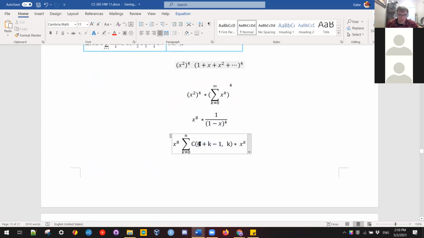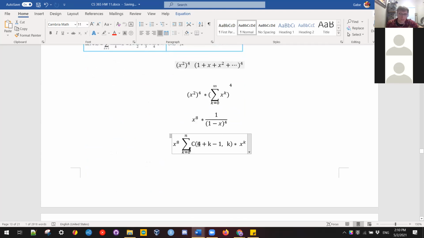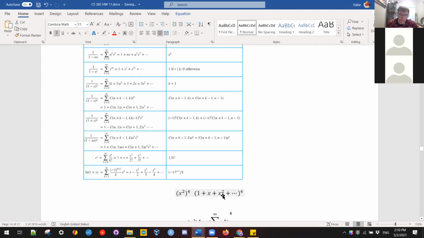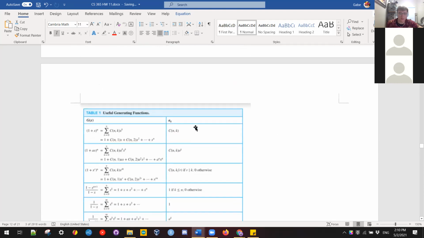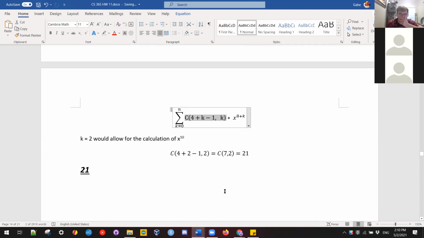This is crazy weird, crazy complicated, but if you keep to the table, it won't be too scary. And so the thing that you're looking for now is you multiply that x to the 8 in, and you get x to the 8 plus k. And the goal here is that you want x to the 10, because we're doing 10 identical balloons. So you want the coefficient of x to the 10, because we're just talking about 10 balloons.